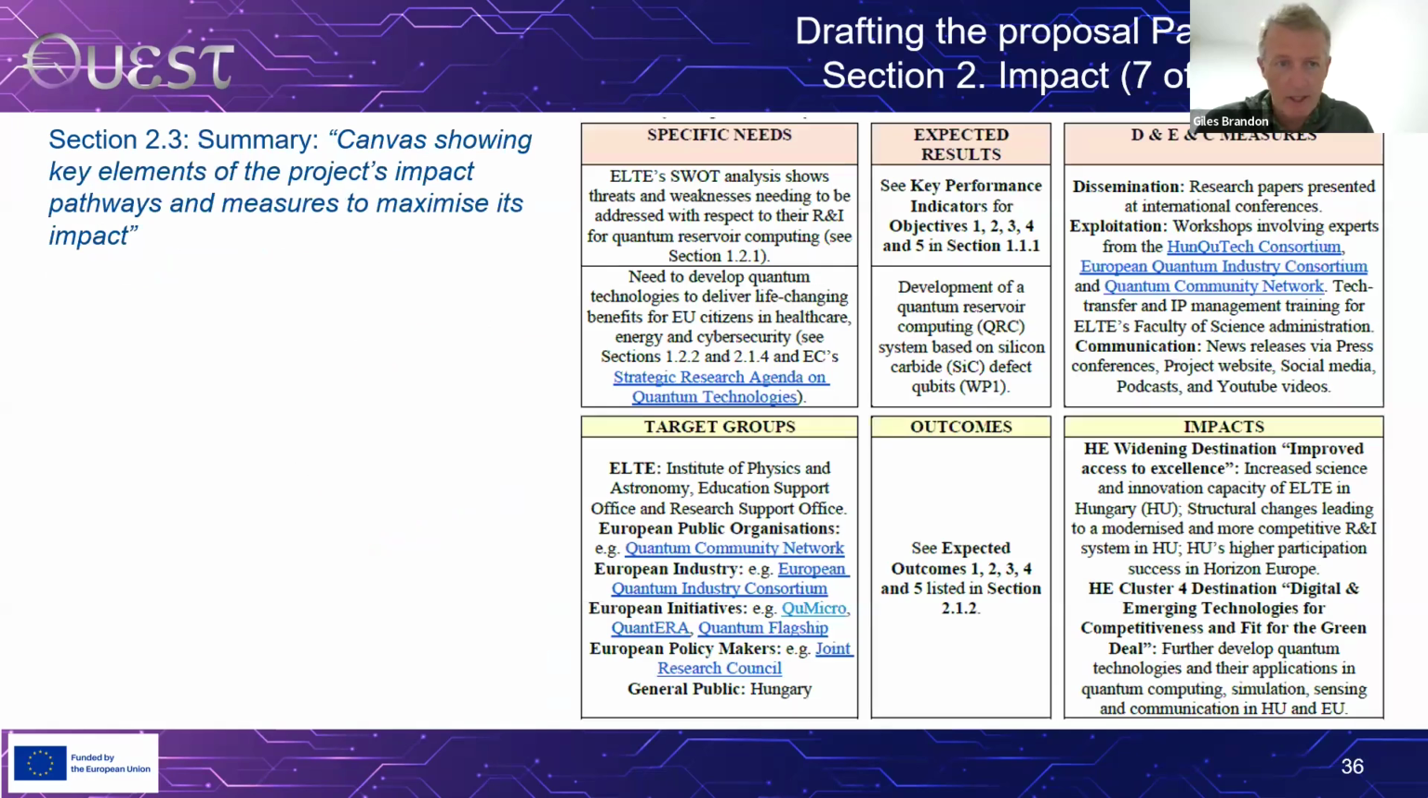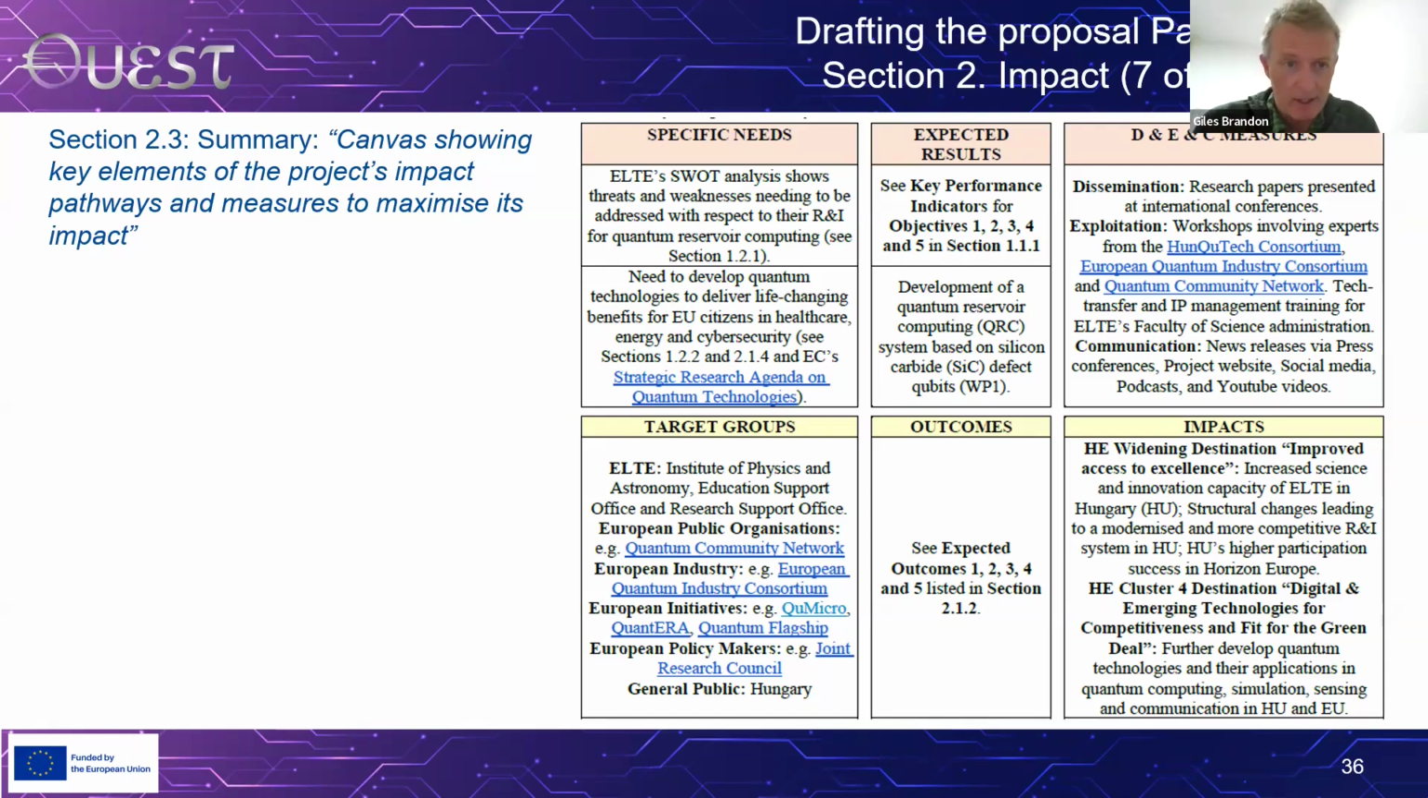Lastly on impacts. And by the way, if you didn't realize already before, the impact section is usually the one that the scientists like least to write. So it's usually the one where the proposal writer has to get the most involved.